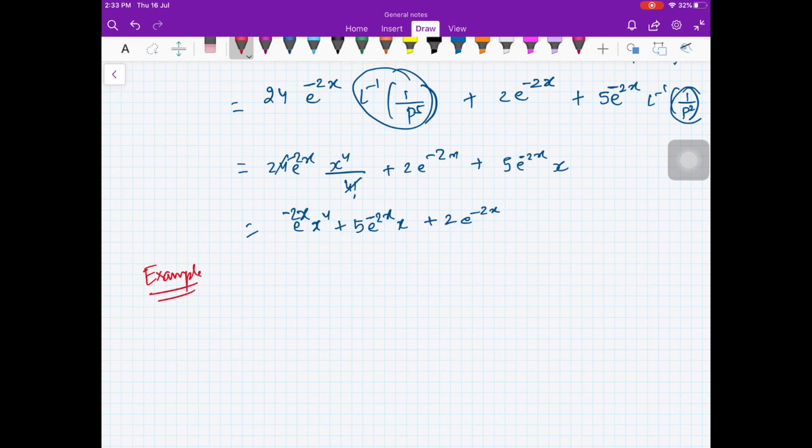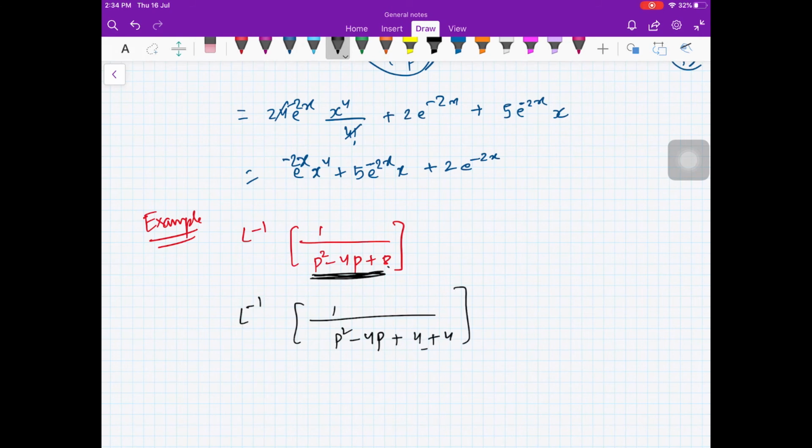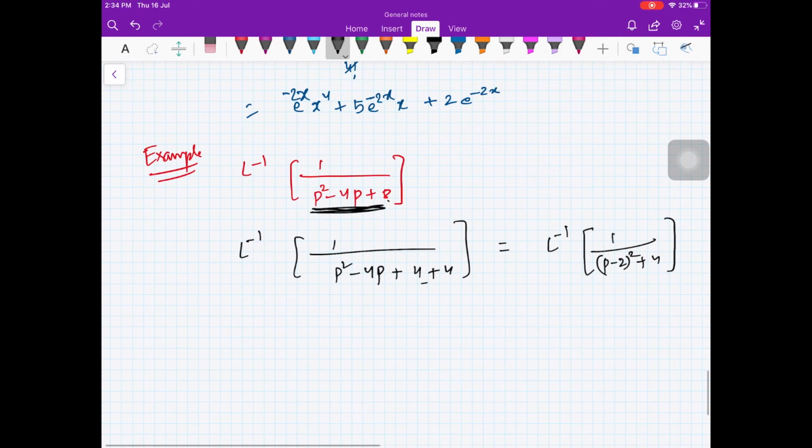You have this example, that you have to find out L inverse of 1 upon p square minus 4p plus 8. You know the formulas when you have s square minus a square type things. So you can make it minus 4p, I can complete the square, so I can add 4. I can write 8 as 4 plus 4. So this is L inverse of 1 upon p minus 2 square plus 4.